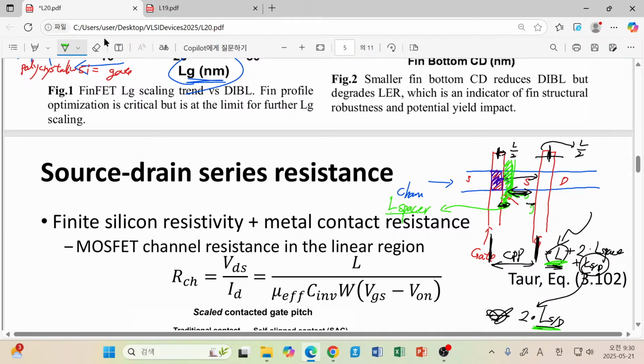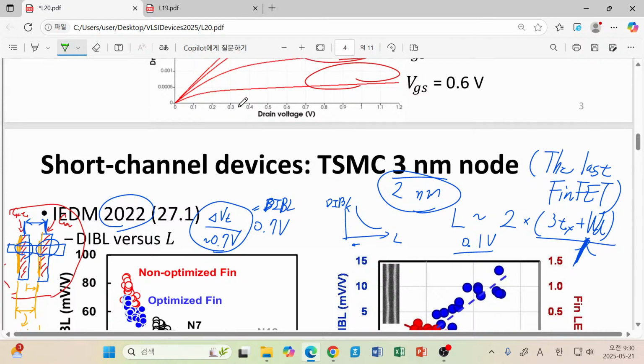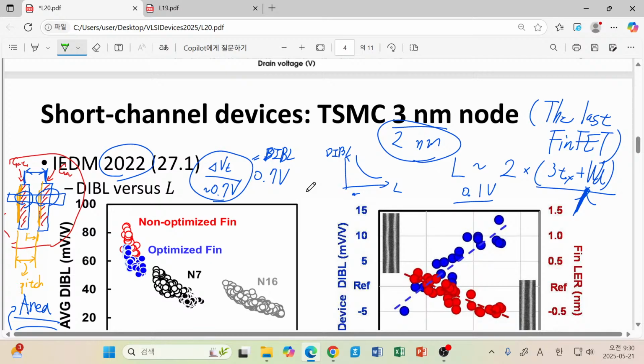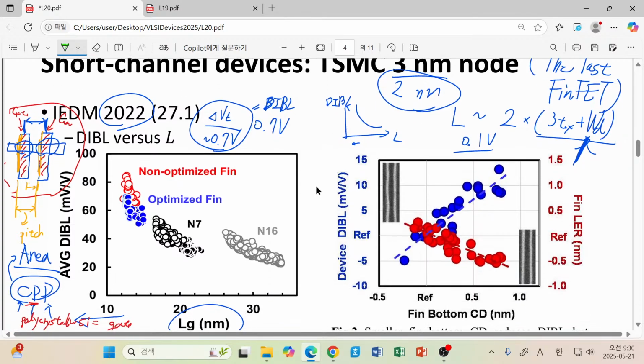So currently, where are we now? I'm just coming back to our main discussion. We are in the era of the 2 nanometer node, and that corresponds to a physical gate length of about 12 nanometer up to 14 nanometer. 12 nanometer is regarded as the more or less understood limitation, the minimum length scale we can achieve with this technology. So there is a consensus that we cannot go shorter than 12 nanometer.